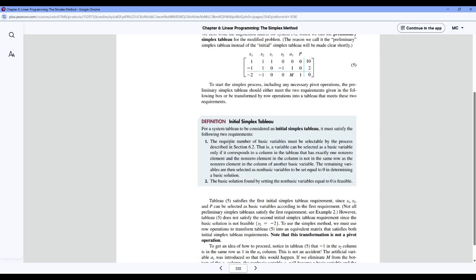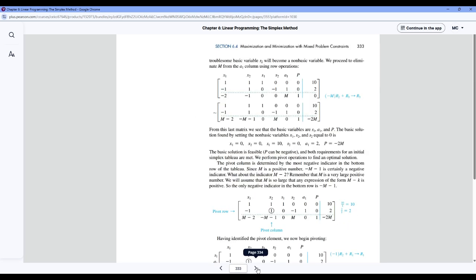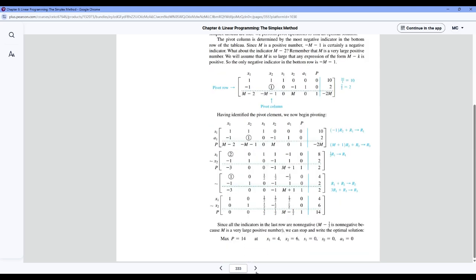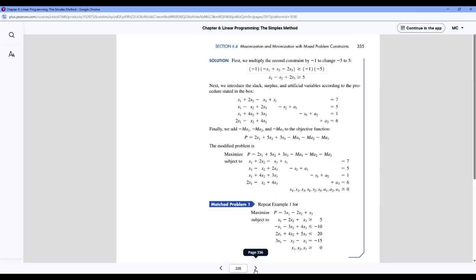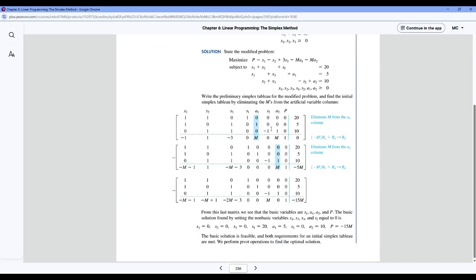Simplex tableau. The initial simplex tableau. Oh my goodness. This is with the pivot rows and all that. If any problem constraints have negative constants on the right side, multiply both sides by negative 1 to obtain a constraint with a non-negative constant. If the constraint is an inequality, reverse the direction. Introduce a slack variable with each less than, and introduce a surplus variable with everything bigger than that. This is just them working through it.